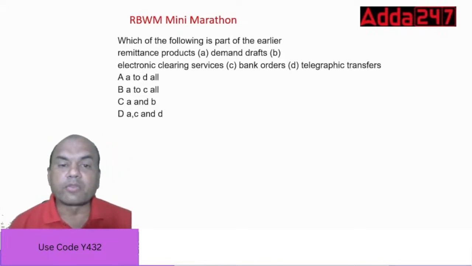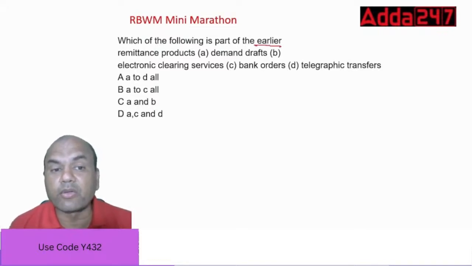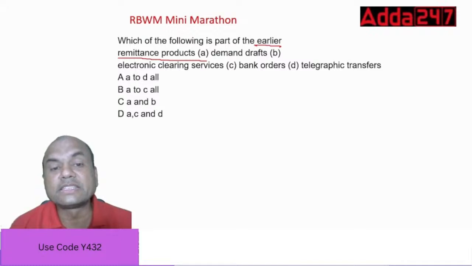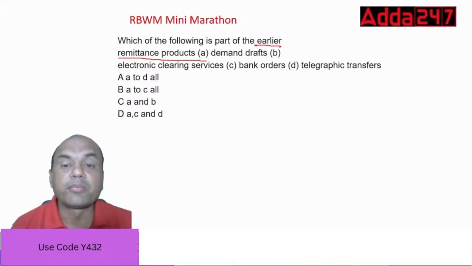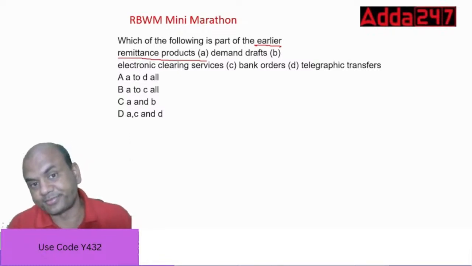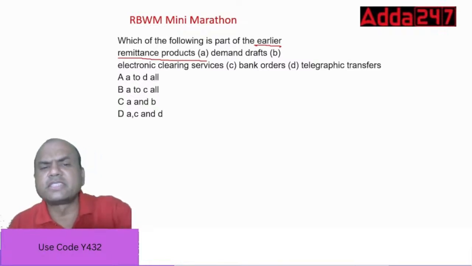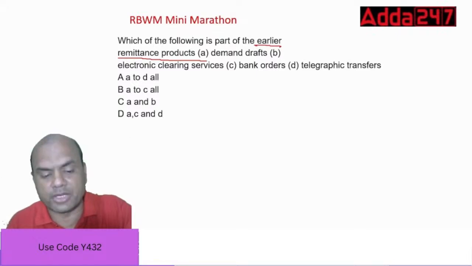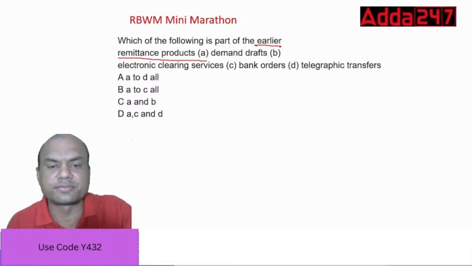Which of the following is part of the earlier remittance products? Earlier means we are not talking of the new ones, but the old ones: demand draft, ECS (electronic clearing services), bank orders and telegraphic transfers, TT. Do you use ECS now? Which of them is part of the earlier remittance? What do you think is the answer, guys? Everyone try it.